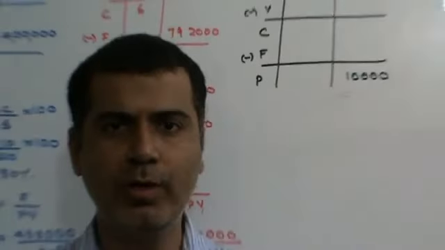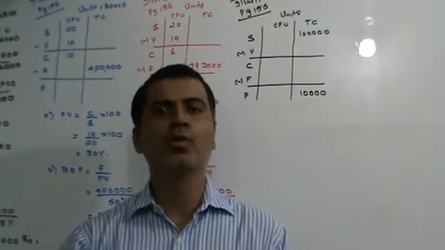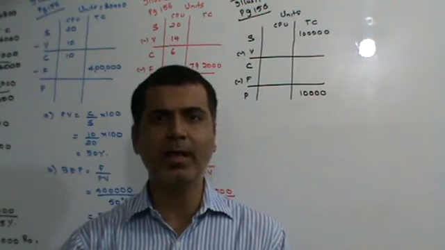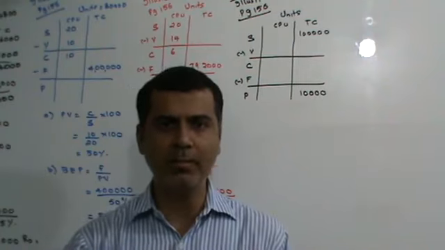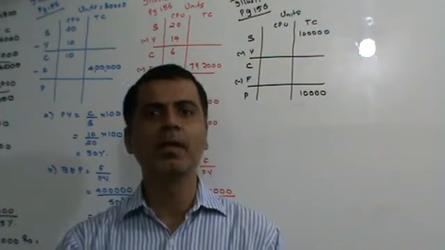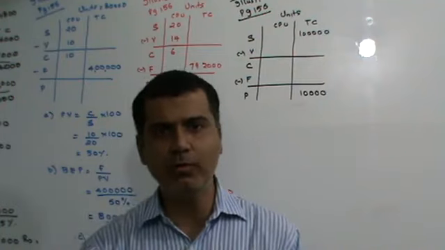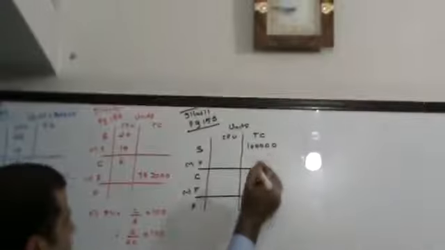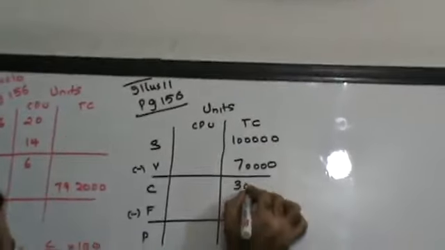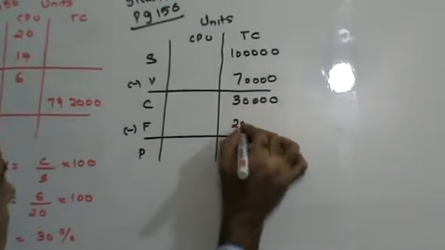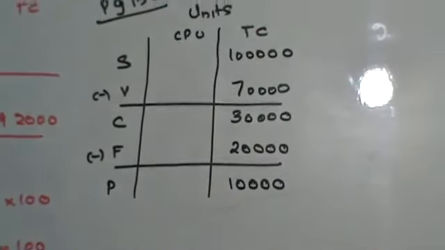Now remember that when any figure is given to you in terms of percentage, you have to calculate that with respect to sales. Like here they've given you variable cost is 70%. It means 70% of sales. So 70% of sales will be 70,000. So this will be 30,000. This will be 20,000. This completes your table.